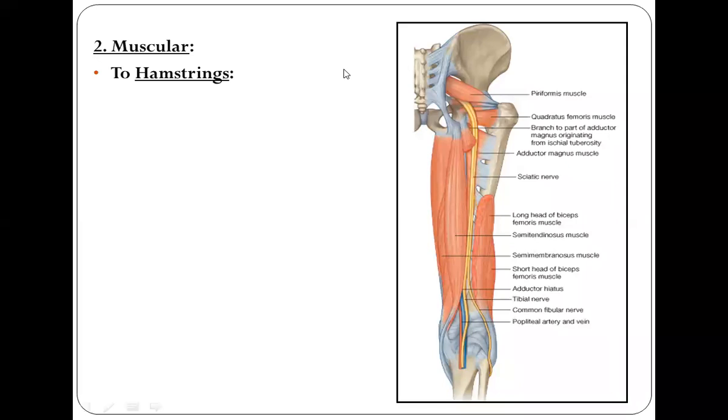Okay. Yes, Nikita. You can unmute your mic and give the answer. Yeah, the muscle acts as a flexor of the knee and the extensor of the hip. Okay, very good. And can you name the hamstring muscles as well?